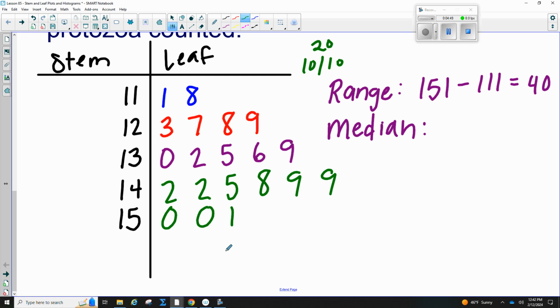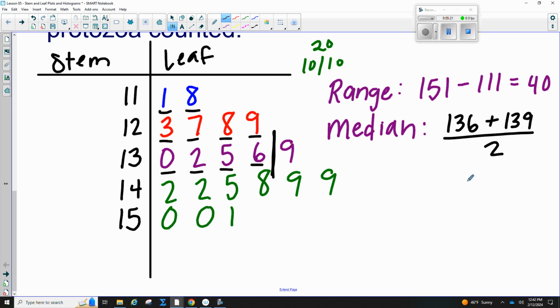So if I want to split it in half, I would go 1, 2. I start on the inside and count out. 3, 4, 5, 6, 7, 8, 9, 10. Okay, if I split right here, I should have 10 numbers on the left and 10 on the right. It's already in order, so that's why I'm counting the way I counted, all right? And so my two middle numbers are 136 and 139.